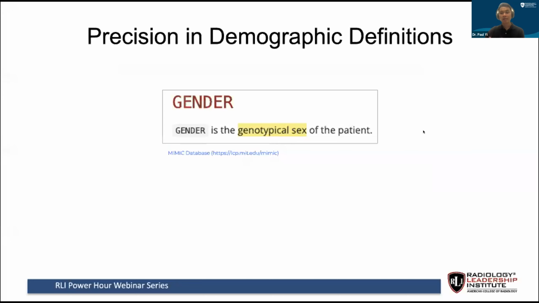Adding to the confusion is that in our data sets, we often have these conflicting kinds of descriptions. This is from the MIMIC database, which is a very well-known data set of chest X-rays and EMR data. They have a well-defined gender variable, but it's actually defined as genotypical sex. These are two very different things, albeit often correlated. So I think it's important that we are very precise in what we mean by these demographics.